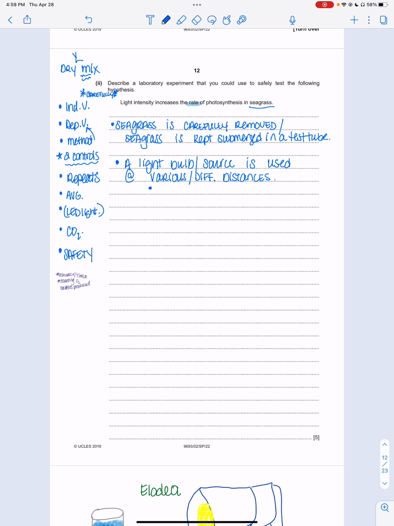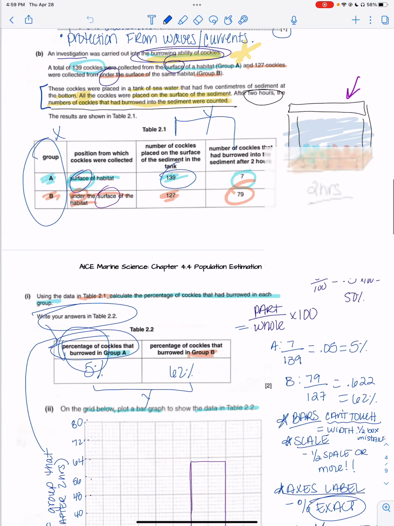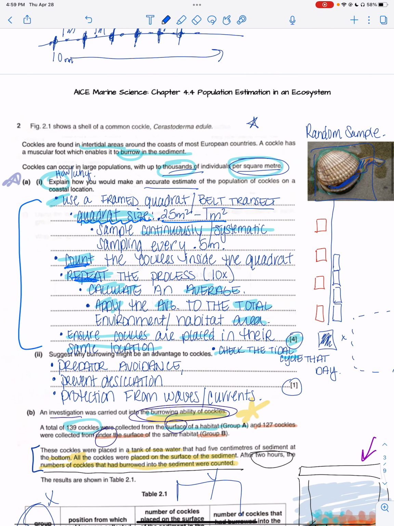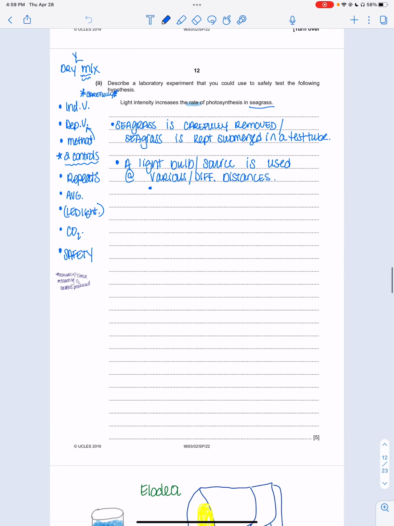We can then discuss within that the independent variable, the light source, and give an actual example of what those distances are. I mentioned doing this for population sampling, where I said the quadrat size, or actually saying you're going to sample every certain amount of meters, but it has to be something realistic. Those are little details. If you don't remember it, that's okay. This is 5 marks and you're 2 on your way.